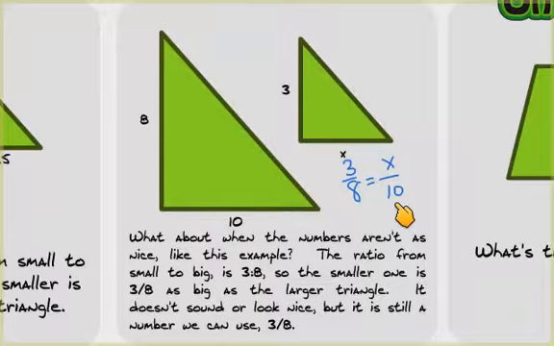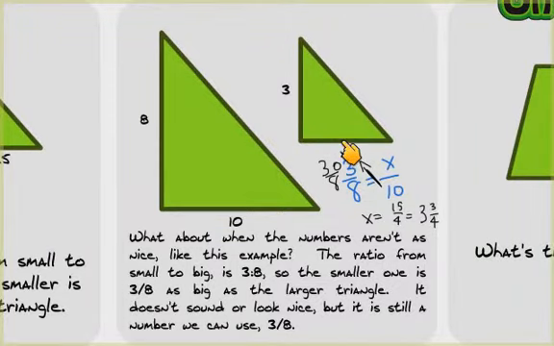Well, I don't know. But what I can tell you is 3 times 10 is 30. Now it's 30 divided by 8, and that gives me x. So then it's 30/8, or we reduce it to 15/4. We reduce it even further, and we get 3 3/4.